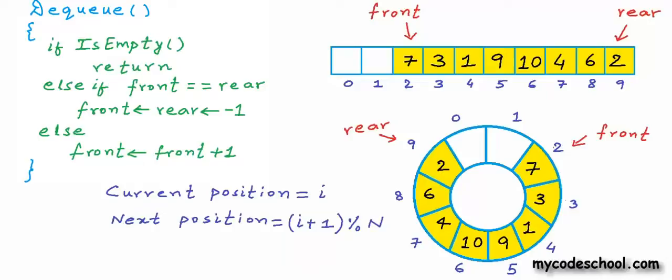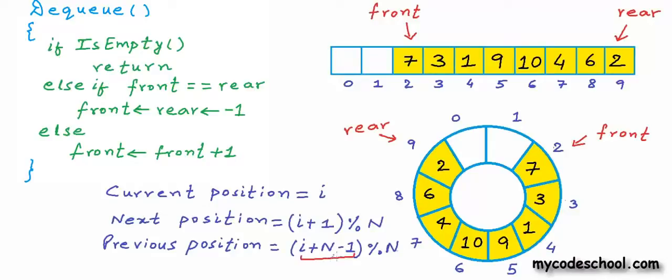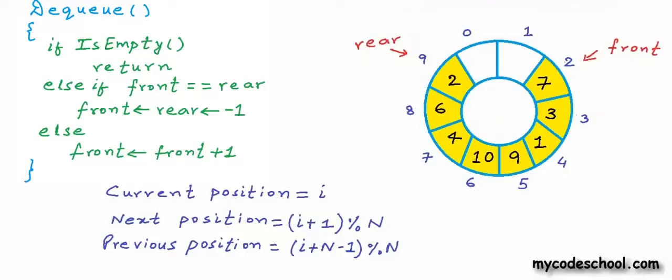The previous position in the circular interpretation of an array will be (I plus n minus 1) modulo n. We could simply say (I minus 1) modulo n, but I'm adding n here just to make sure the expression inside the parentheses is always positive. Give this some thought. You should be able to get why it should be (I plus n minus 1) modulo n. Now with this interpretation of the array, we can increment rear in an NQ operation as long as there is any unused cell in the array.